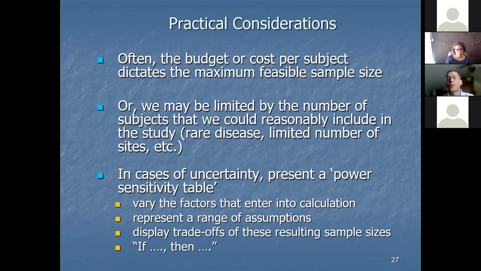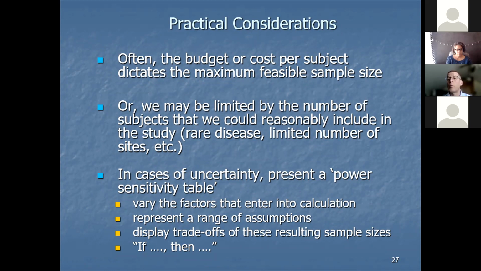So, a few practical considerations. A lot of times these calculations can't be done in a vacuum. I can do the math, I can tell you what the sample size needs to be, but that can be unrealistic given either logistics or budget constraints and so on. And so there needs to be thinking about it from that practical point of view as well.